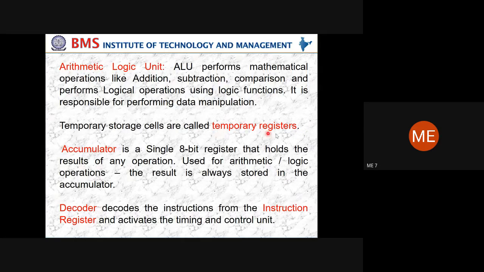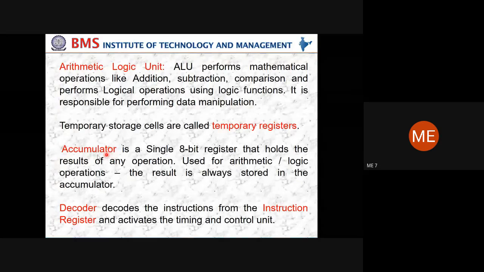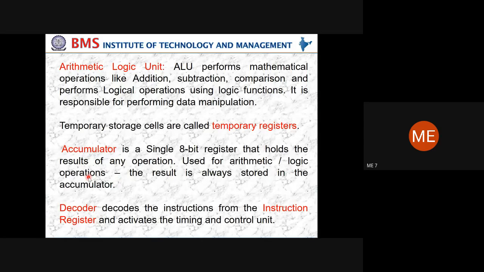Temporary registers are used to store the intermediate data flowing into the microprocessor and flowing out of the microprocessor. The result of any operation, immediately after the ALU performs it, is stored in the accumulator. It's an 8-bit register used to store the results of any operation, whether arithmetic or logic. Therefore, the output of the arithmetic logic unit is stored in the accumulator before it is sent elsewhere.